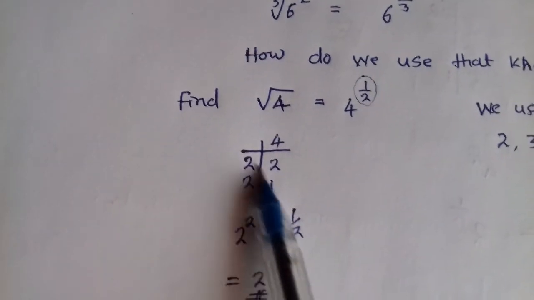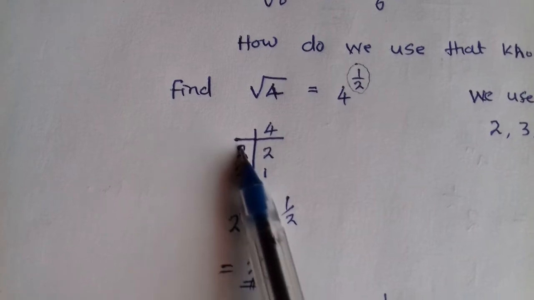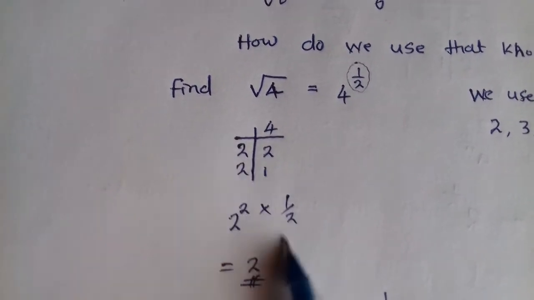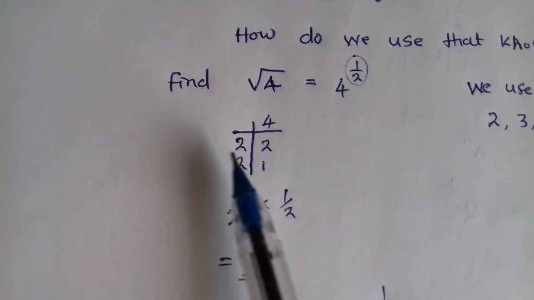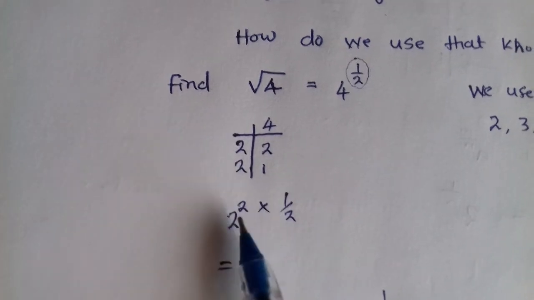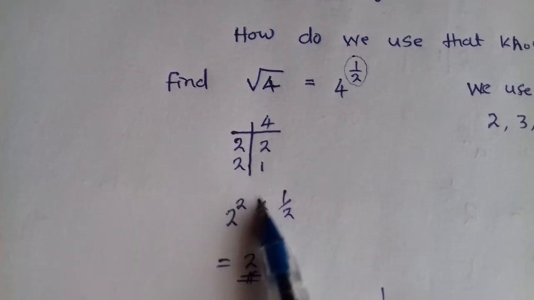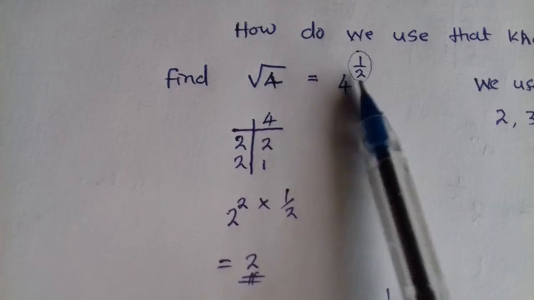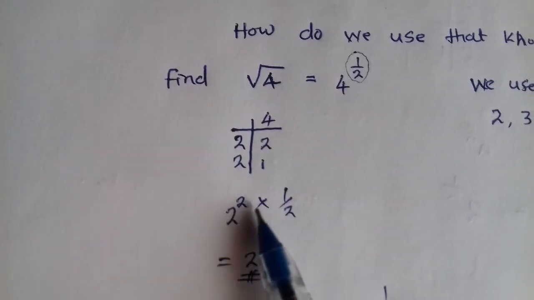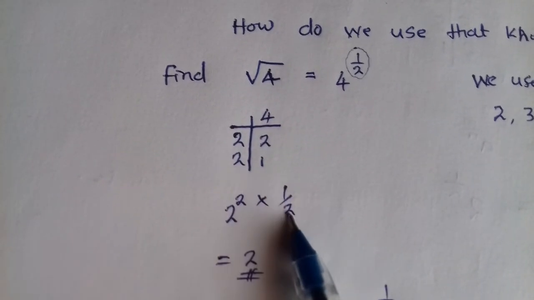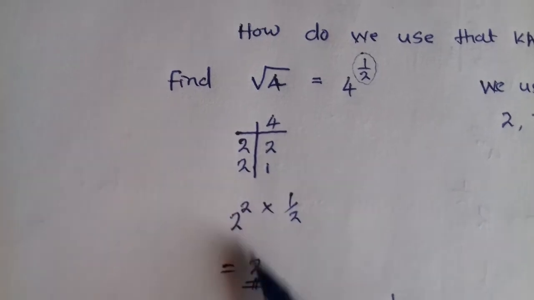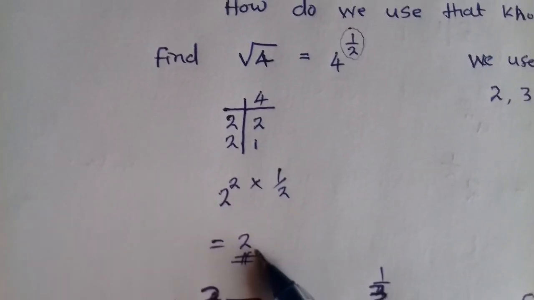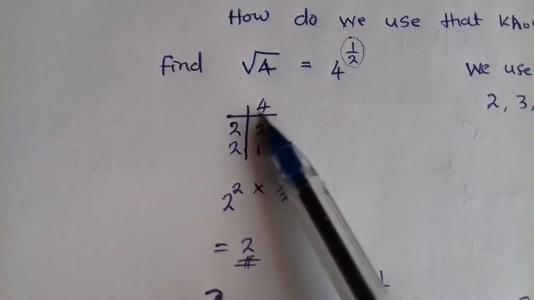So you concentrate now on this part here. Okay, what numbers do you have? We only have 2. So 2, how many 2's are there? There are 1, 2. So you raise 2 to the power 2. And now multiply by what you have here. So you have 2 times 1 over 2. We know that this 2 and this one will cancel. You remain with 2. So 2 is the square root of 4.